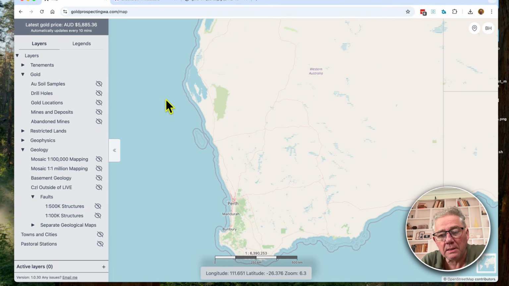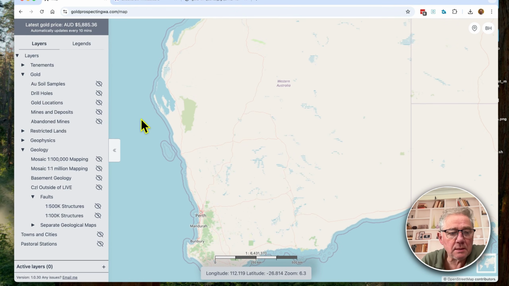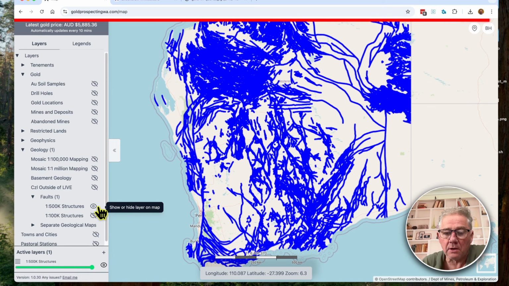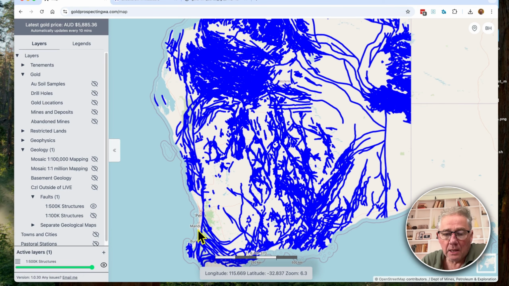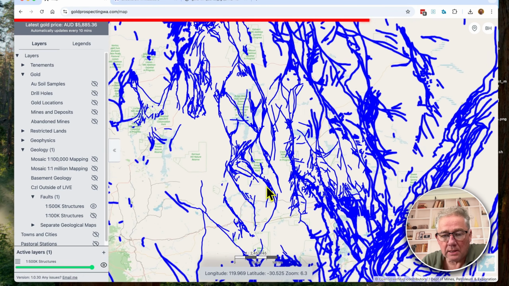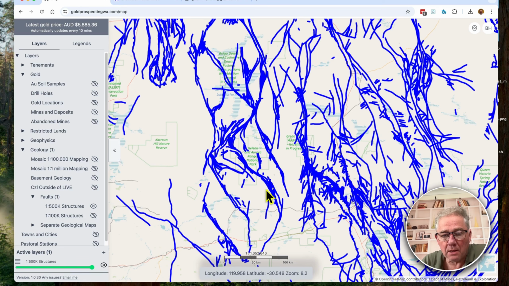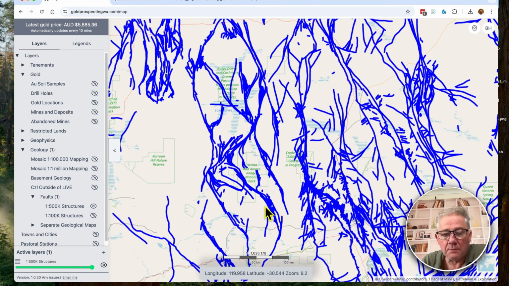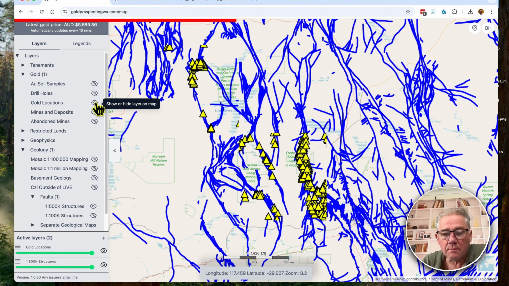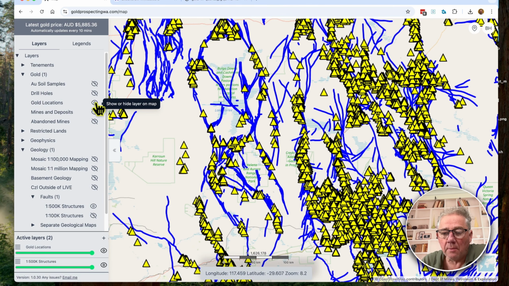For example, here's WA, and I will turn on the faults that are across the countryside. You can see there are all sorts of different directions and everything else. I'll just zoom in a bit, no particular area, and I'll actually turn on the gold locations. Each of the yellow represents a gold discovery, deposit, or mine.